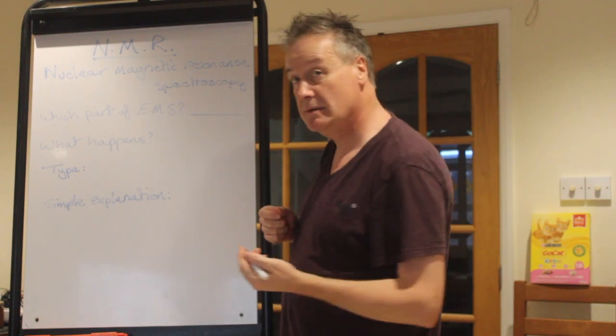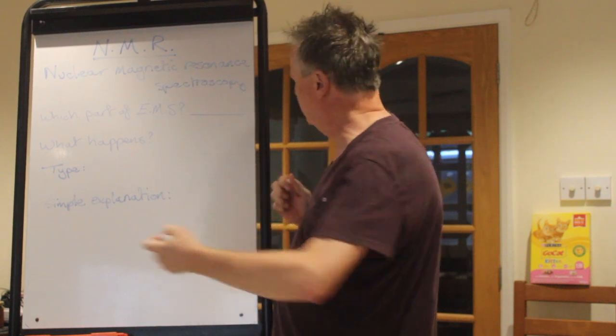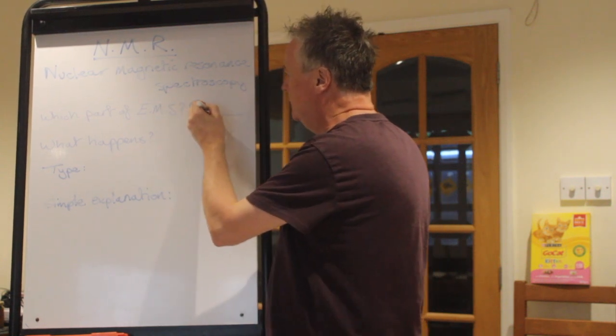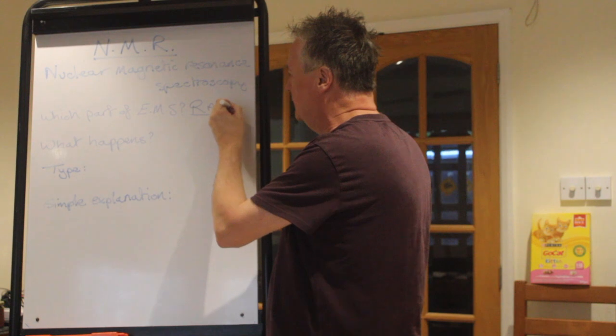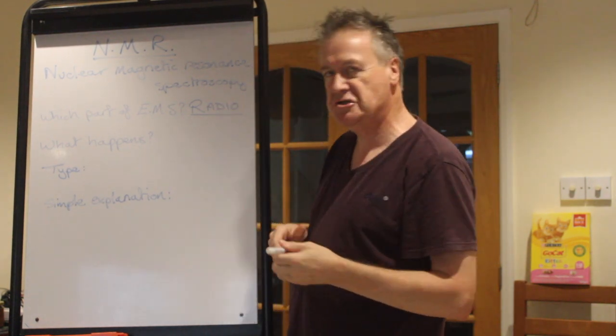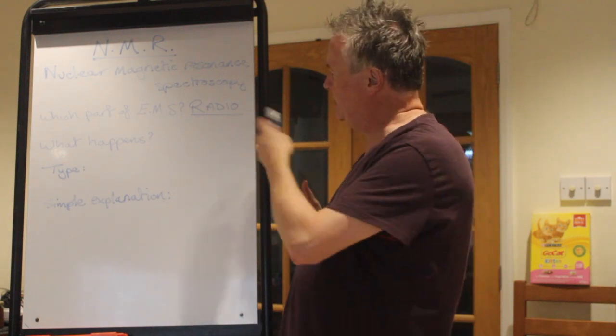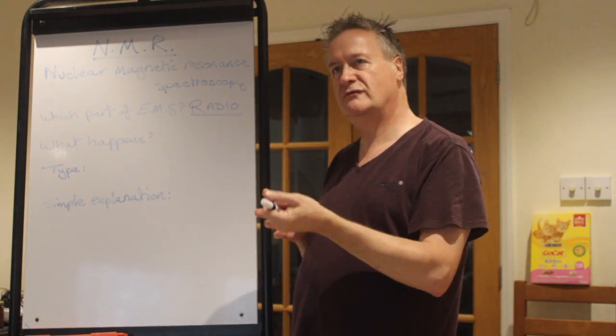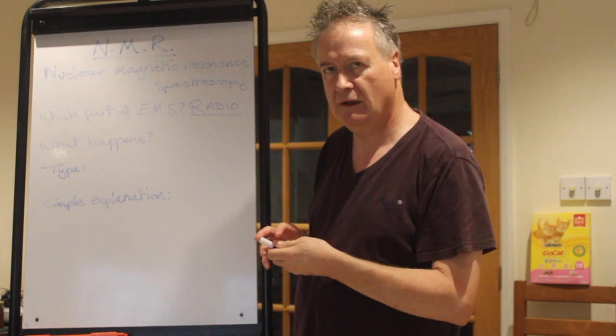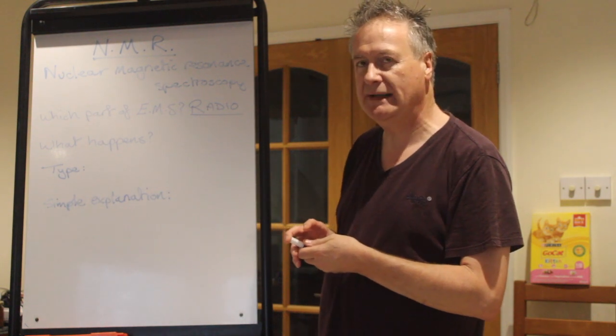So which part of the electromagnetic spectrum? I did mention this a couple of videos ago, I think. We are talking very low energy, the low energy part of the electromagnetic spectrum, because the changes involved in NMR require very small amounts of energy.